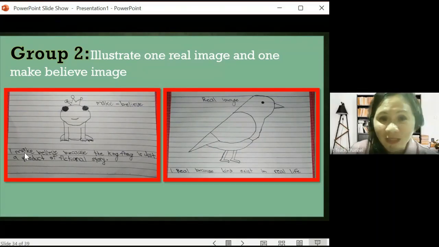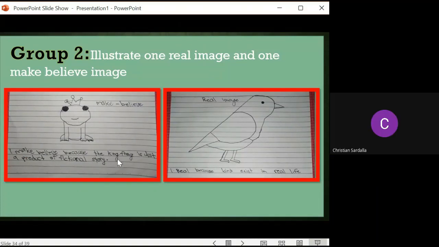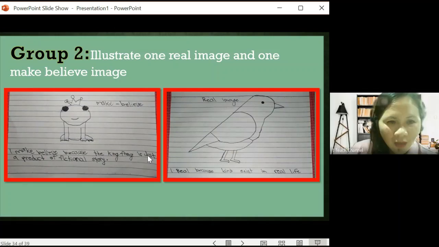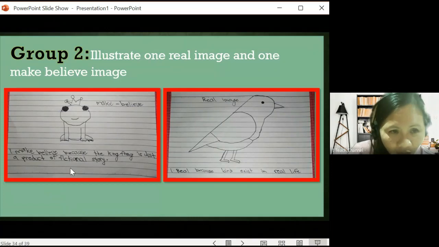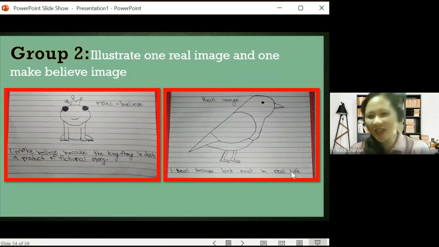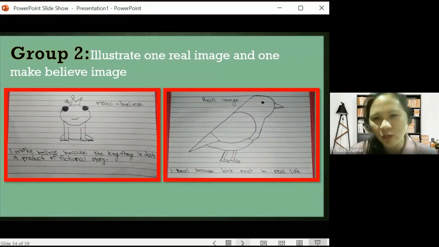Make believe because the clipart is just a product of fictional story. Yeah, so this is an example of make believe. This is correct. How about the real? Real because what exists in real life. Okay, this must be letter J. Okay, it's just a product of fictional story. Very good. All right, good job. Perfect. Thank you, Christian. Thank you, group two.